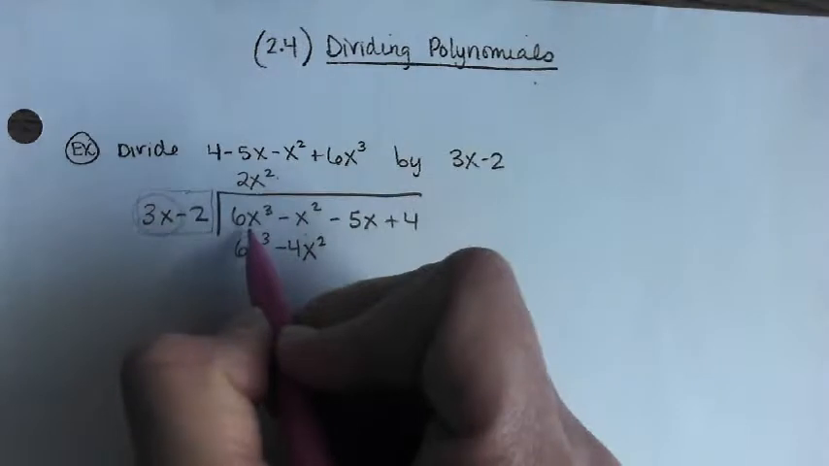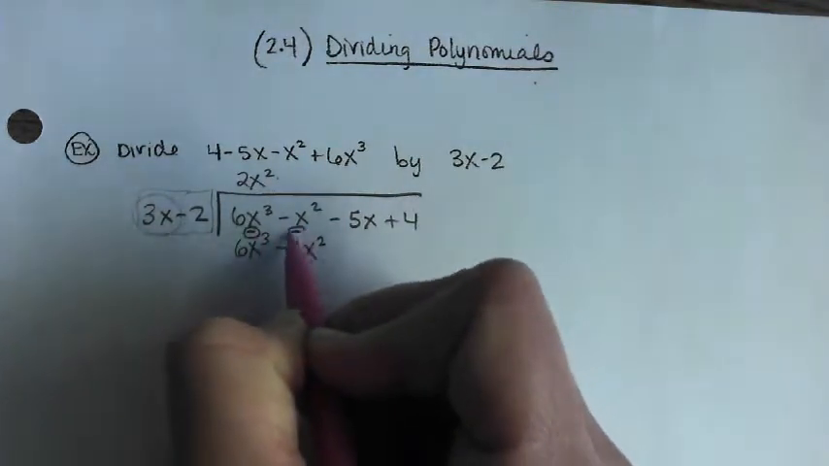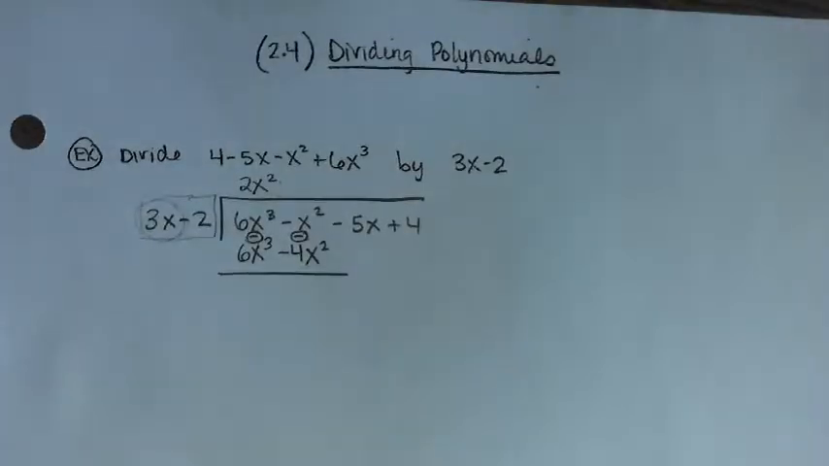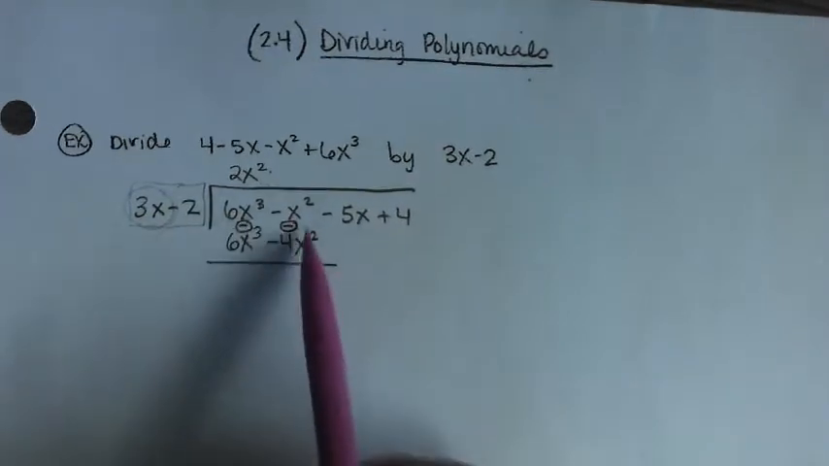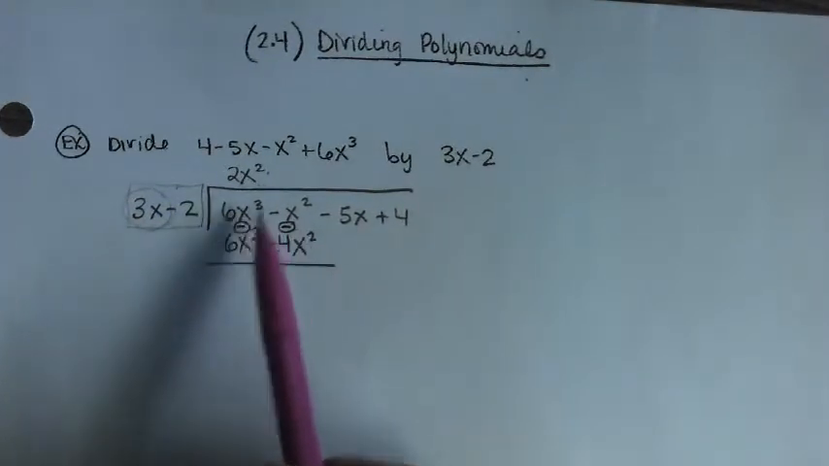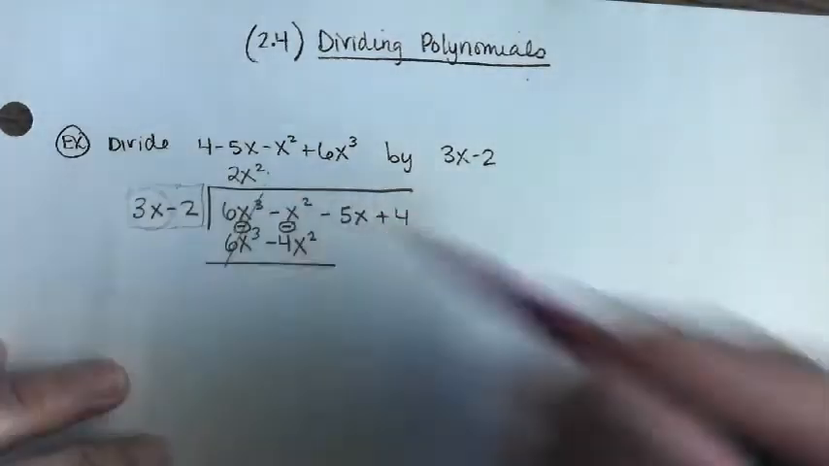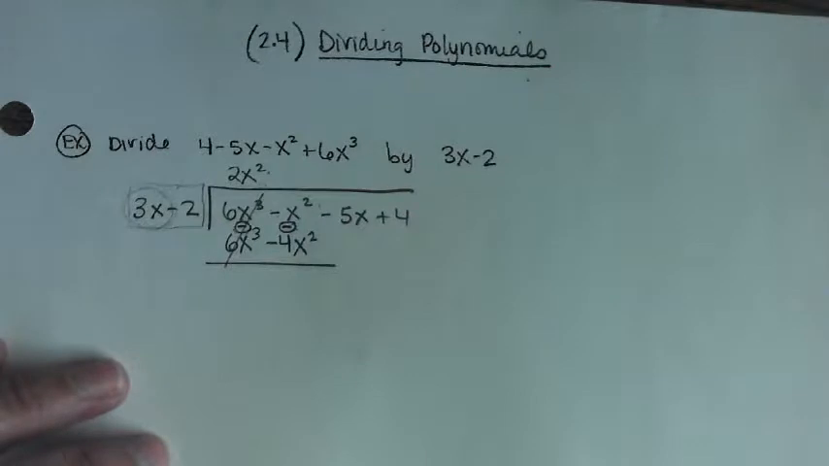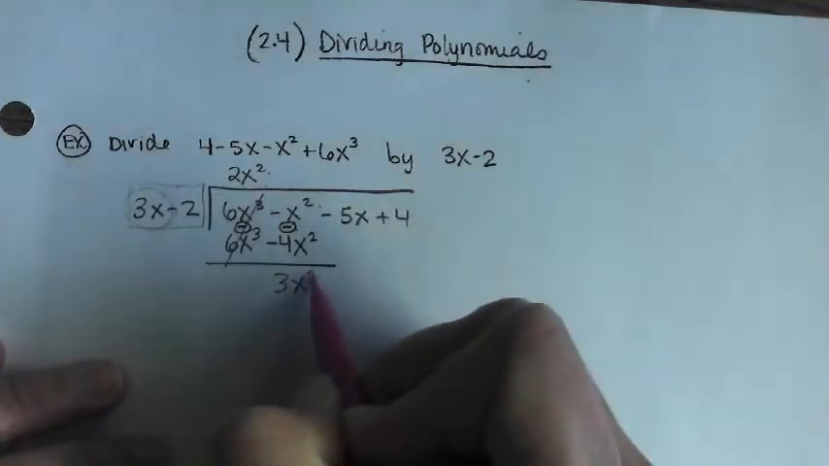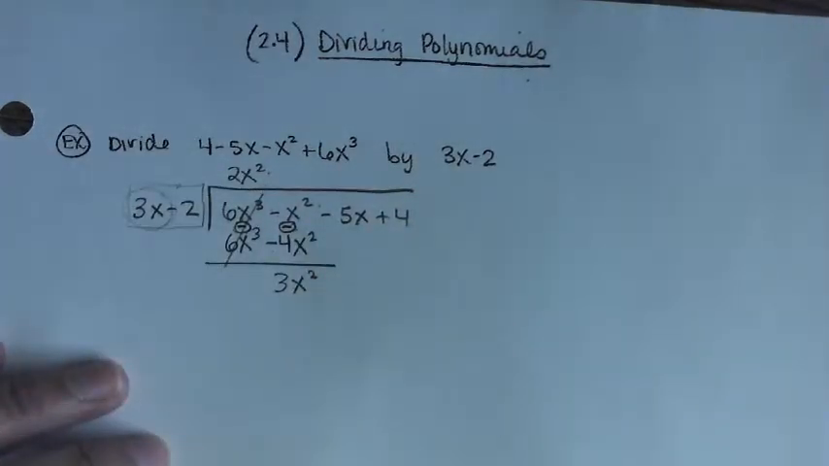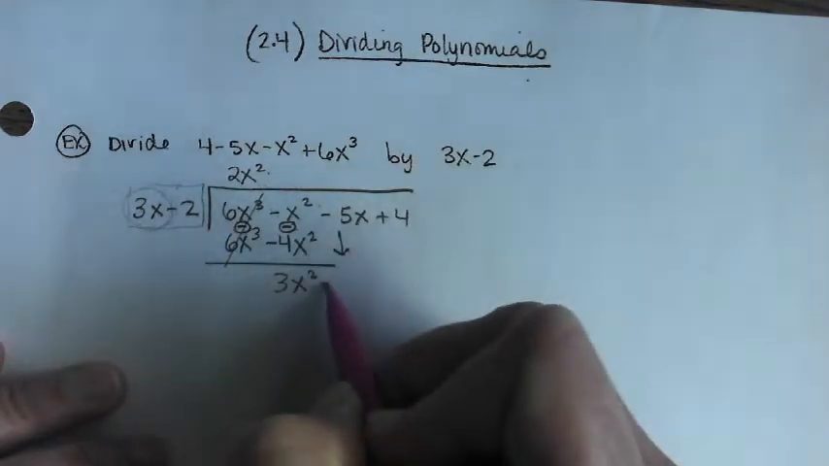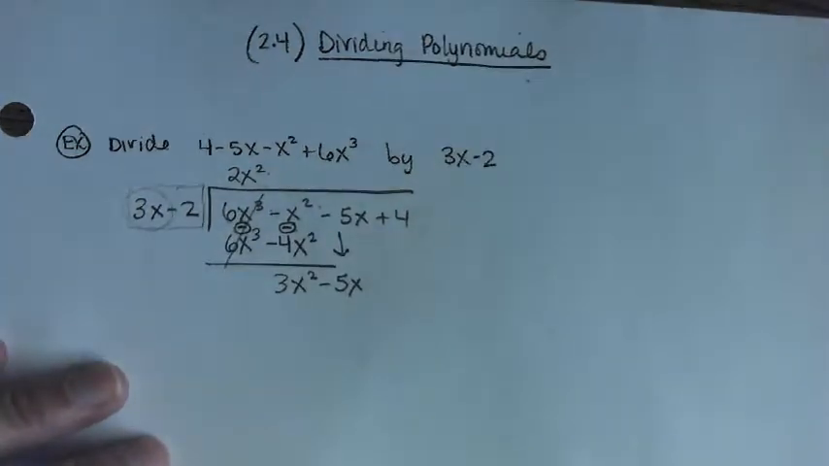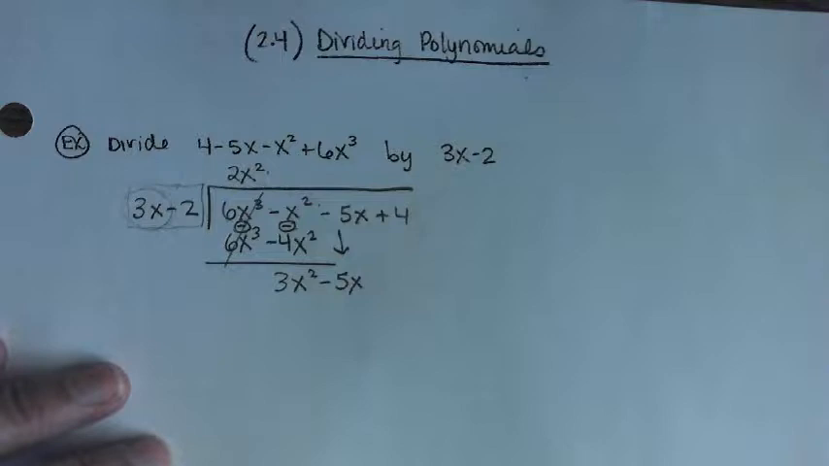Subtraction. Now, I like to put my subtraction signs in between each and every term so that we don't forget about it once we get deeper into the problem. So 6x cubed minus 6x cubed is gone as it should be. Negative x squared minus negative 4x squared is 3x squared. Negative 1 plus 4 technically. And we bring down the negative 5x and repeat that whole process.